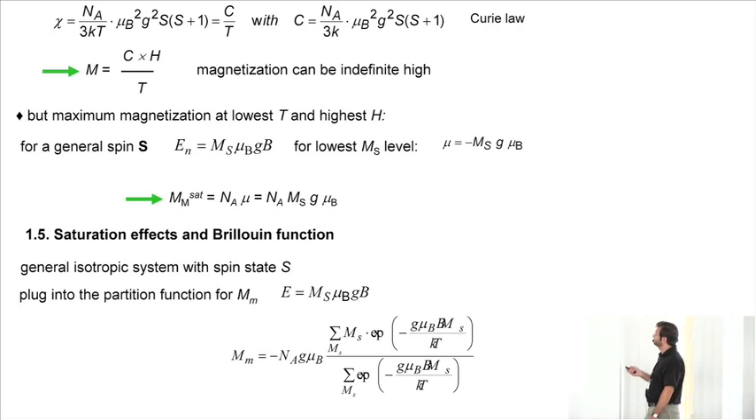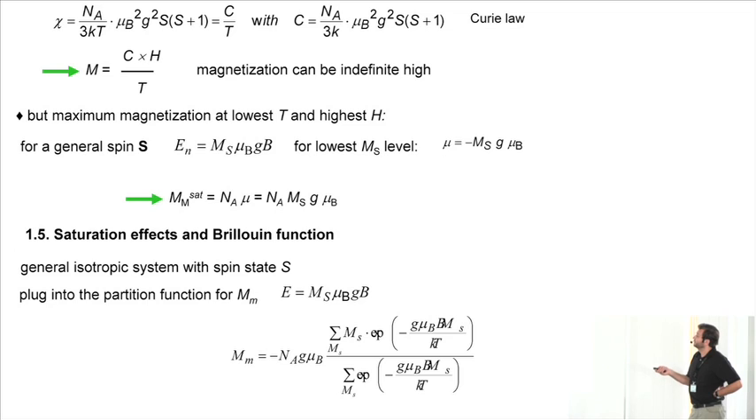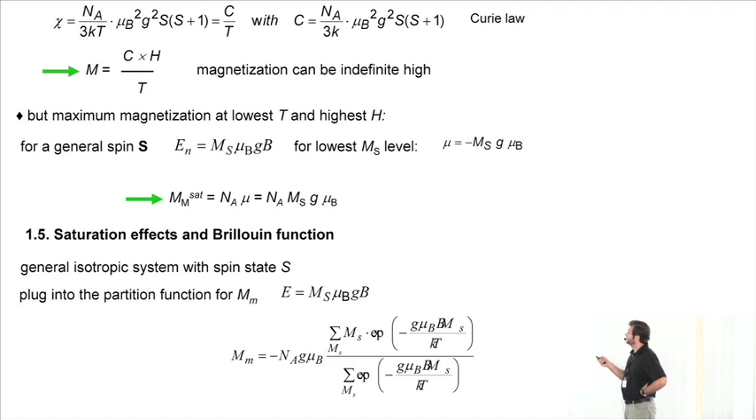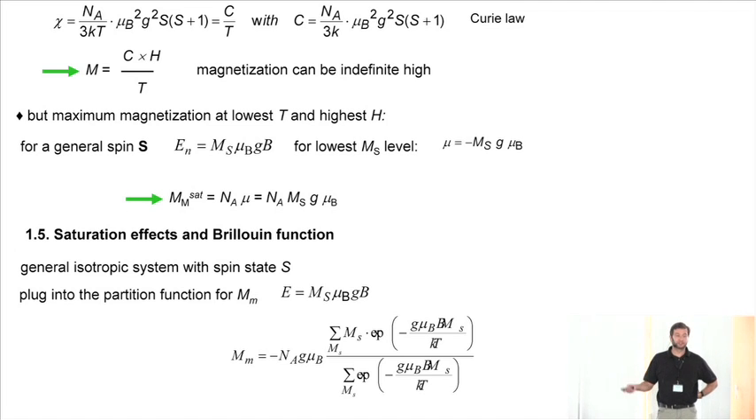So what happens now if we really go to low temperatures and high magnetic fields? Let us assume we have a general spin S, then we have the energy levels, and the lowest energy level will be ms equals minus S. If we have S equals 5/2, then the lowest energy level is ms equals minus 5/2. Then this lowest energy level has a microscopic magnetization and magnetic moment of minus ms times g times mu B.